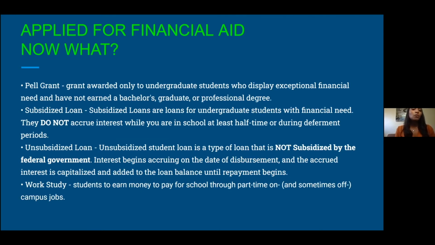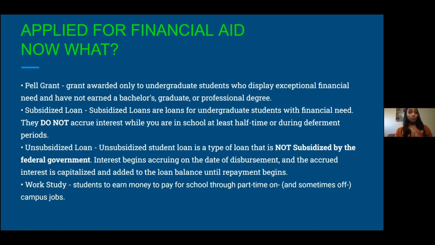All right, so let's go into one of my favorite grants, which is the Pell Grant. And this is something that you are eligible to receive once you fill out the FAFSA application and the PHEAA application. So this is a grant that is awarded only to undergraduate students who display exceptional financial need and have not earned their bachelor's, graduate, or professional degree. Like I'll say it again, you got to make sure you fill out that FAFSA application for you to qualify for this Pell Grant money.